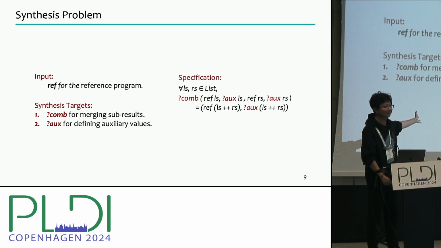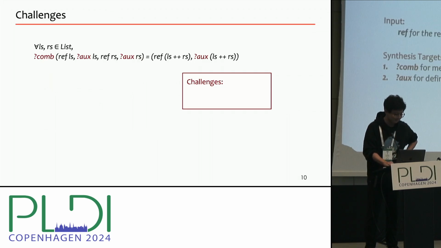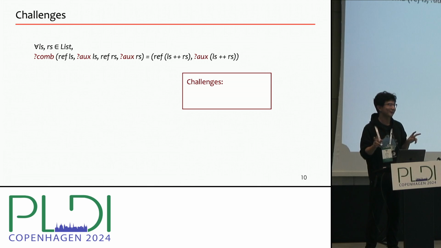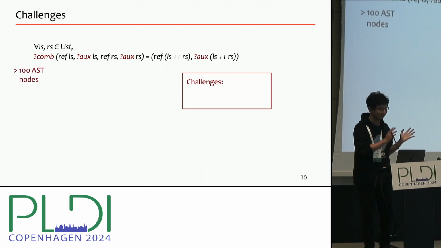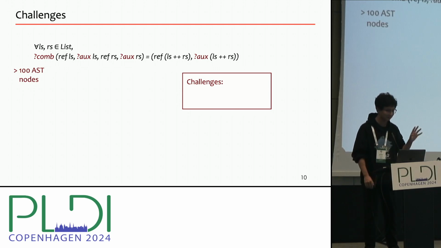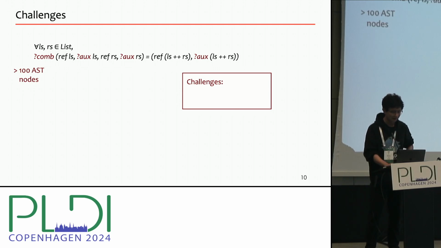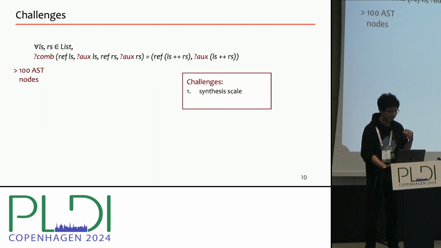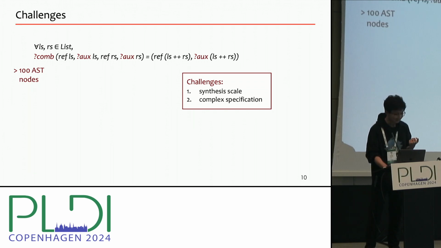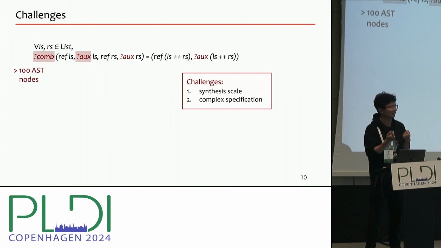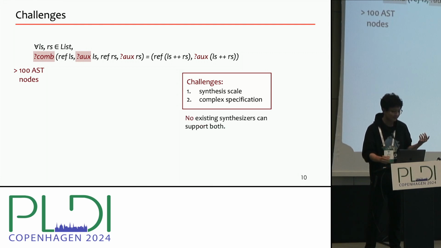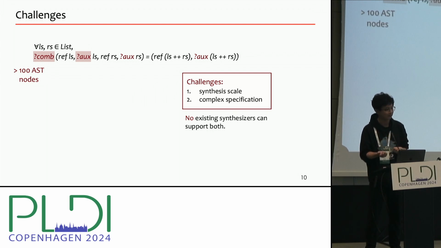And you know this problem must be difficult, or otherwise solving it wouldn't be a presentation here. In more detail, the challenge comes from two aspects. First, as shown in our previous example, this combinator can be pretty complex even for simple problems. In our dataset, it can be even more than 100 AST nodes, which is pretty large for program synthesis. On the other hand, the specification's form is not so simple. It includes two unknown programs, and it is in fact relational. So as far as we know, there are no existing synthesizers that can support such a large-scale relational synthesis problem.